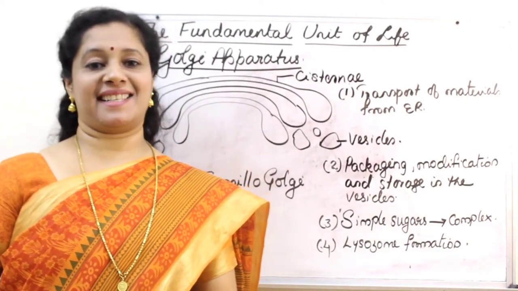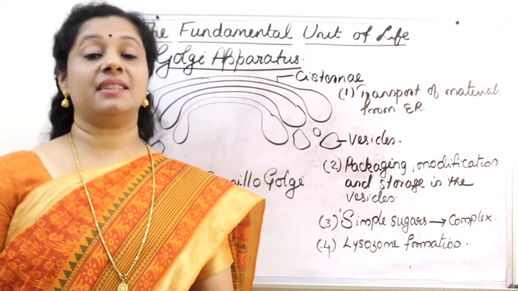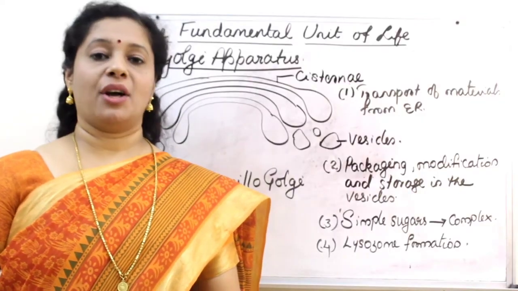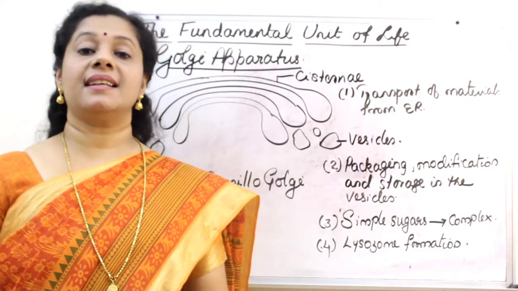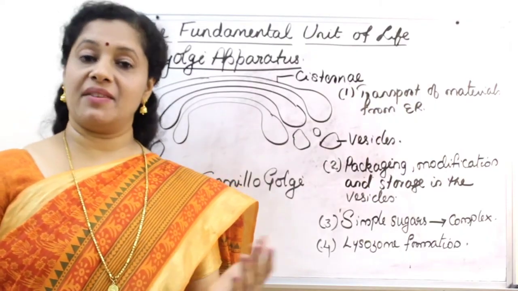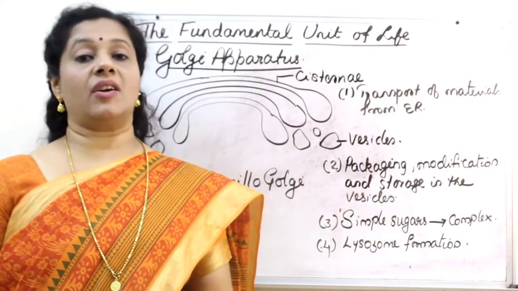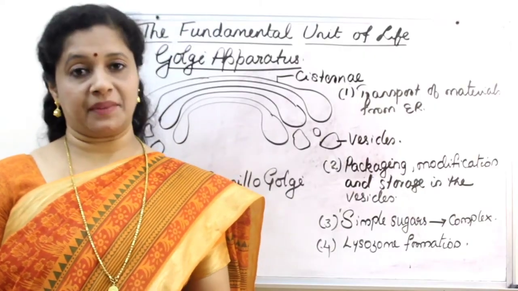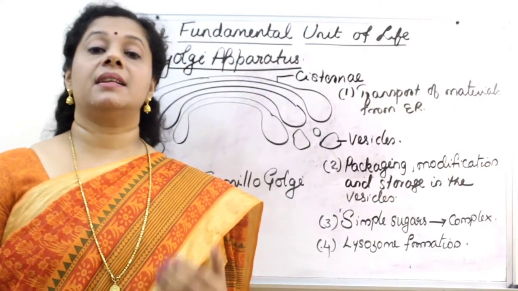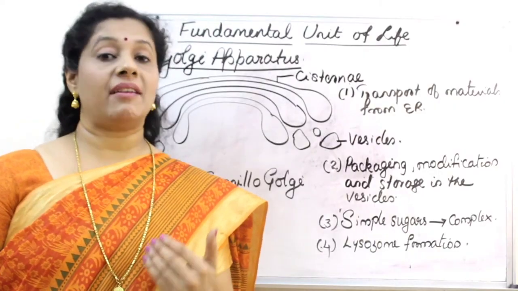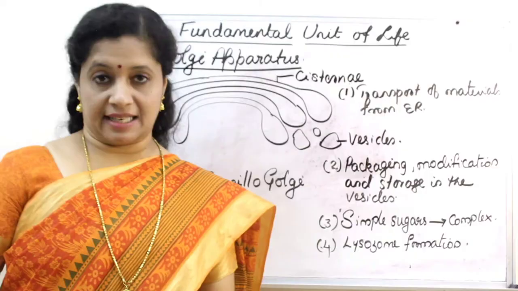I am Soumya Harikrishna. We are now learning the chapter, the fundamental unit of life. We discussed different parts of the cells and now we are discussing the cell organelles. In the previous video, we discussed the first cell organelle, endoplasmic reticulum. Today we are going to discuss three organelles together, that is Golgi apparatus, lysosome and vacuoles, because they are interrelated.